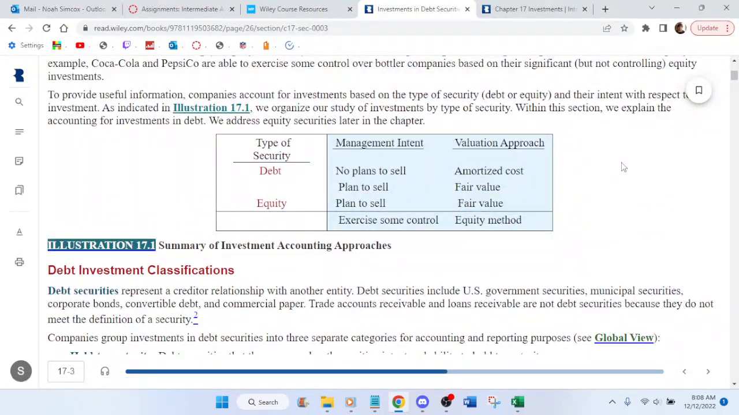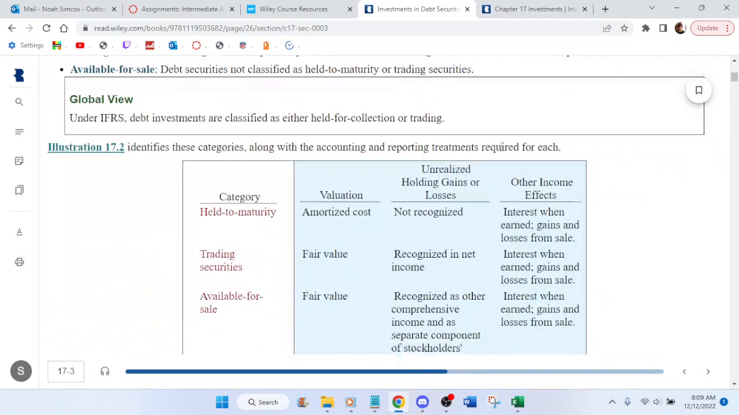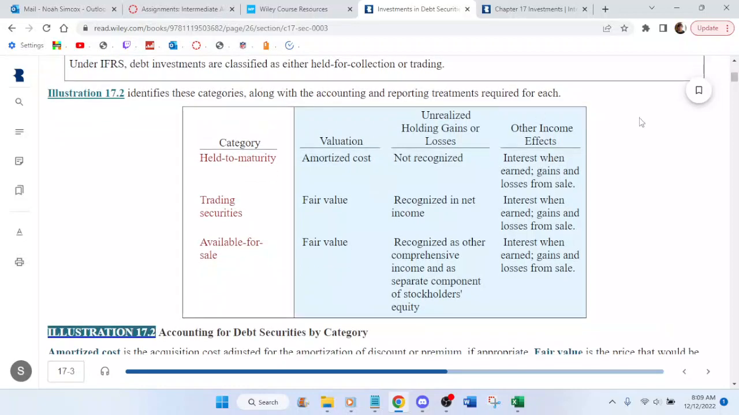So we have types of securities. We have debt and equity securities. Oh my gosh, what? No plans to sell, amortized costs, plan to sell, fair value. Oh no. Why did I think this was going to be an easy chapter?